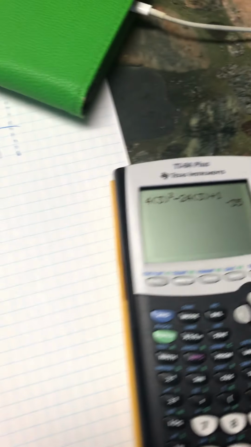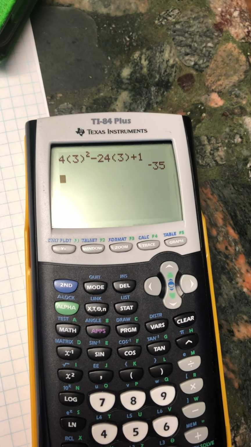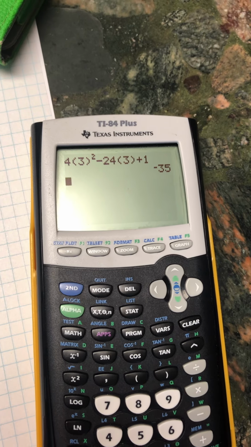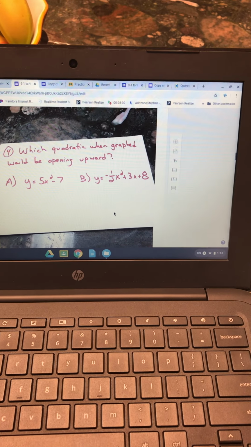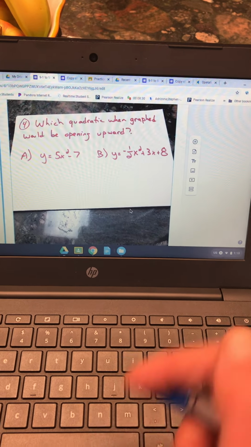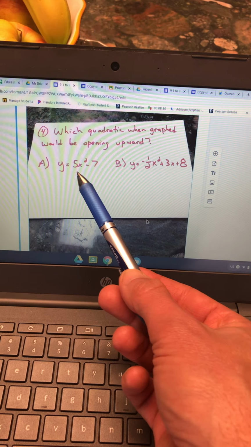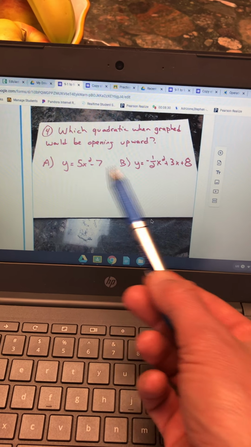All right, once again, you don't need a graphing calculator to do that. You could type it in on any calculator. It will know how to do it properly as long as it's scientific. All right, going down to the next question. Which quadratic when graphed will be opening upward? As simple as positive a. That's it. All right, 5 is positive, that's going downward.